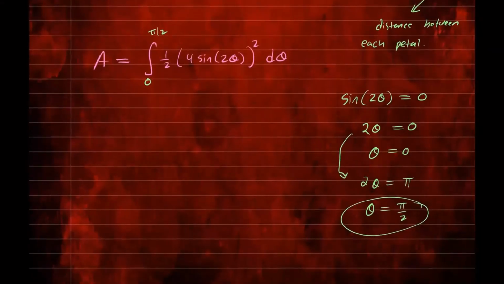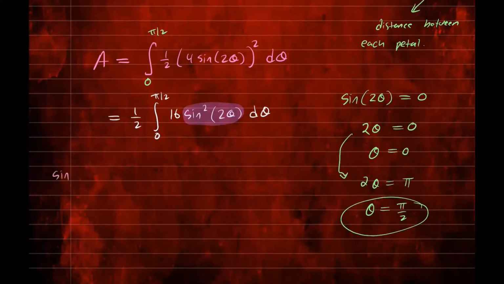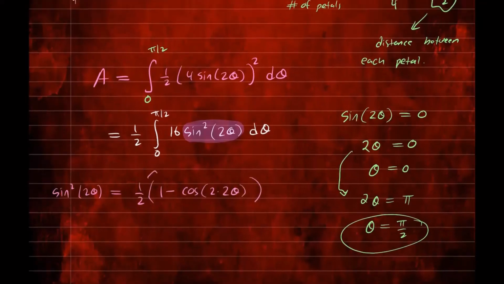All right, now we're ready to integrate. That's not too difficult. So this is equal to 1/2, pull it out, integral from 0 to pi over 2 of 16 sine squared of 2 theta d theta. So here again, we're going to use the identity we used earlier. We know that sine squared of 2 theta is equal to 1/2 times 1 minus cosine of 2 times 2 theta. So then I'm going to replace that up here and integrate.